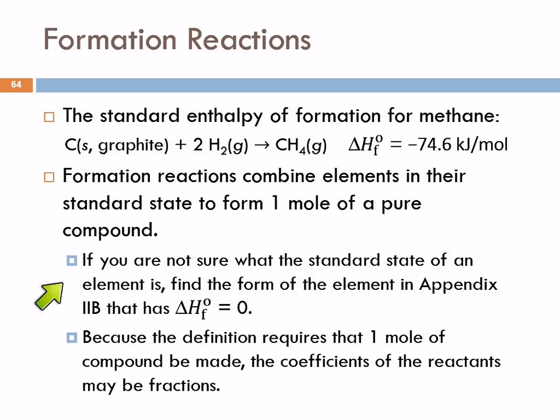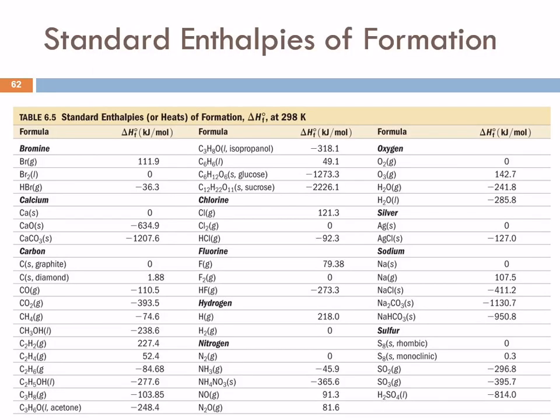If you're not sure which of the states of elements is the standard state, when you look in that table, find the one that's zero. Let's go back and look at that. So carbon, there are two forms of elemental carbon listed here, graphite and diamond. One of them has a heat of formation of zero, and one has a heat of formation of 1.88. This is not the standard state. The standard state has zero. So you can find the standard states from the table by just identifying which one is zero.